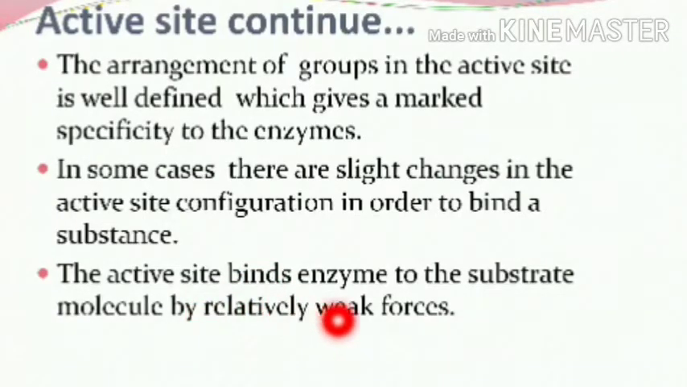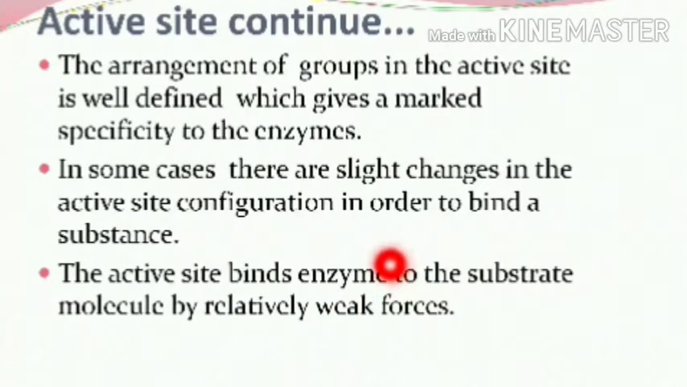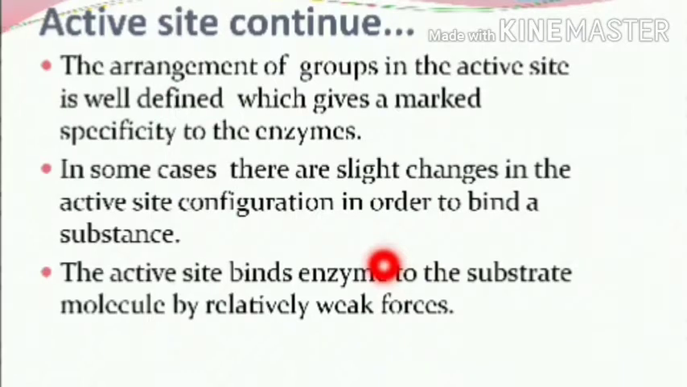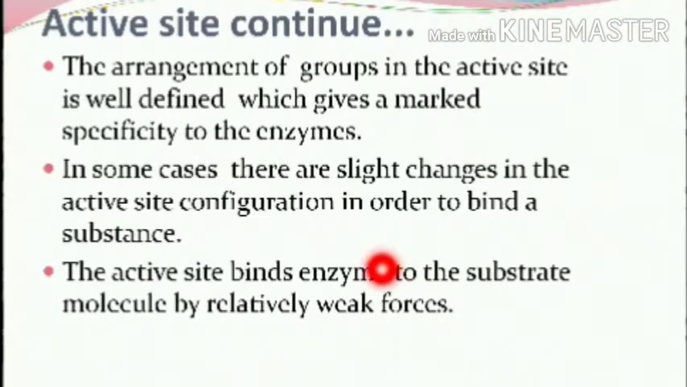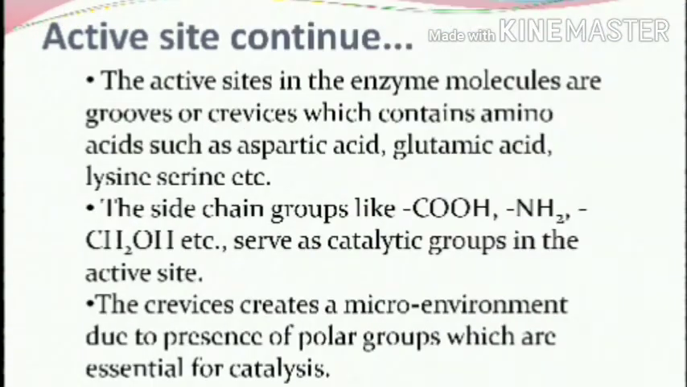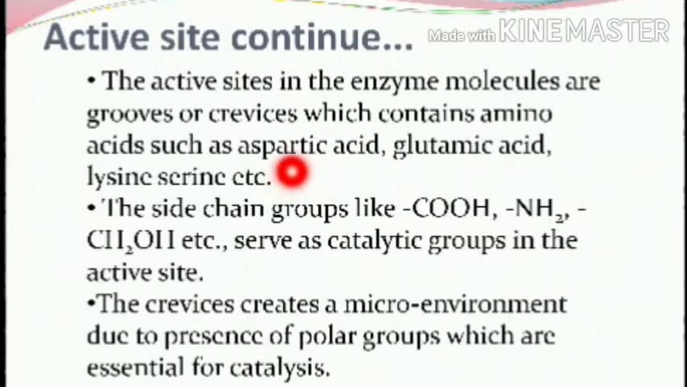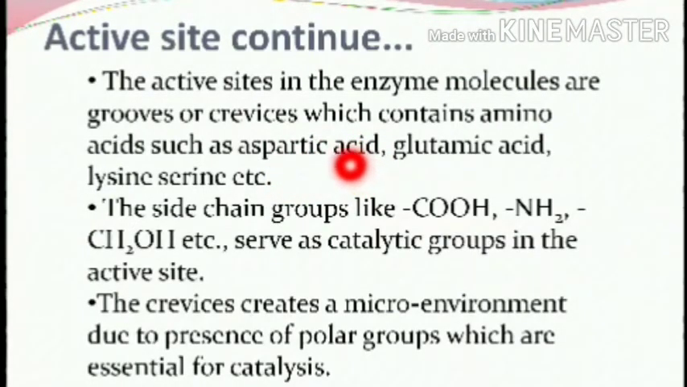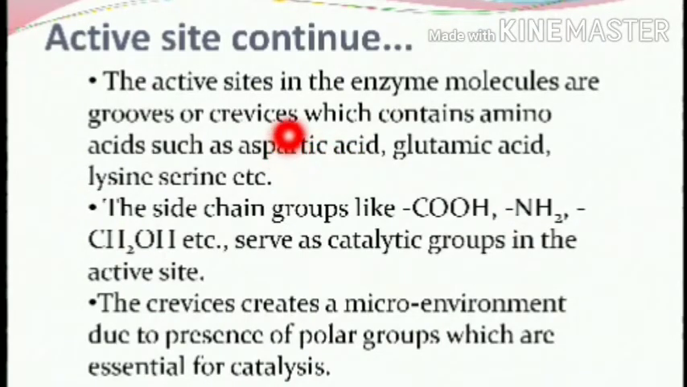Further, the active site binds the enzyme to the substrate molecule by relatively weak forces. It means the binding of the enzyme molecule with the substrate is not firm. It is unstable at the beginning. So whatever ES complex forms is an unstable complex due to these weak interactions. The active sites in the enzyme molecule are grooves or crevices. We observed it in the figure also. The white portion forms the groove of the enzyme.